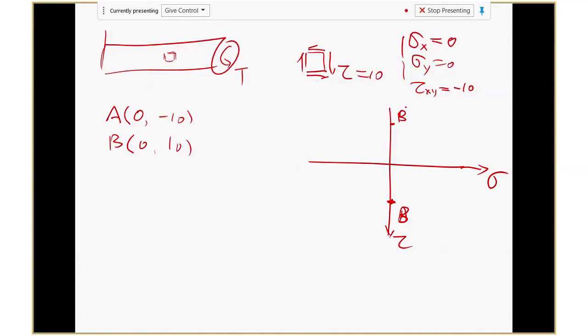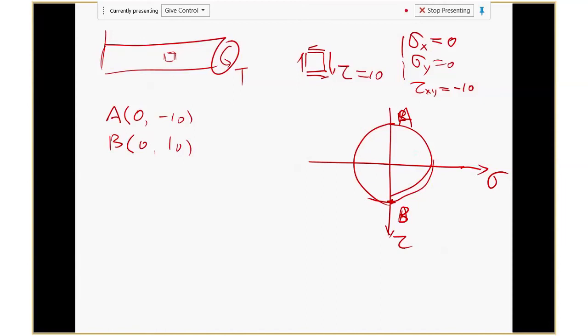A is negative 10, so A is here, right? A should be at the top because the axis is pointing downward. All right? You agree on this? Point A, point B? All right, now can we draw a circle with AB as a diameter? So I can draw the circle here. This is a circle, right? Now I have a complete circle.